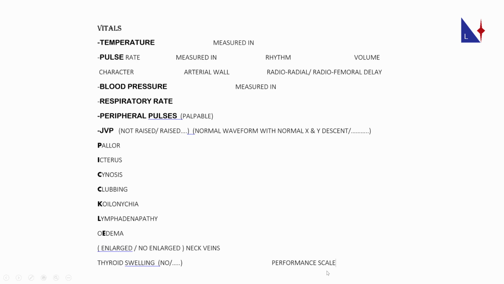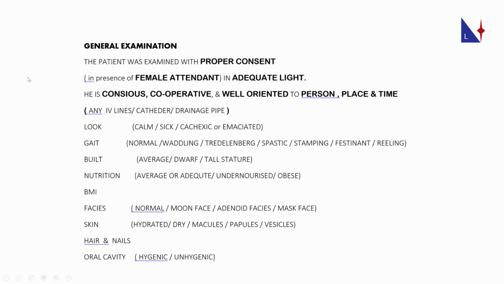Now I'm going to read out the general examination as if I'm presenting a case. The patient was examined with proper consent in presence of a female attendant in adequate light. He is conscious, cooperative and well oriented to person, place and time. He has an IV cannula in his right hand. He looks calm. Gait is normal. Build is average. Nutrition is adequate. BMI is 22 kg per meter square. Face looks normal. Skin is hydrated. Hairs are lustrous. Nails are normal.